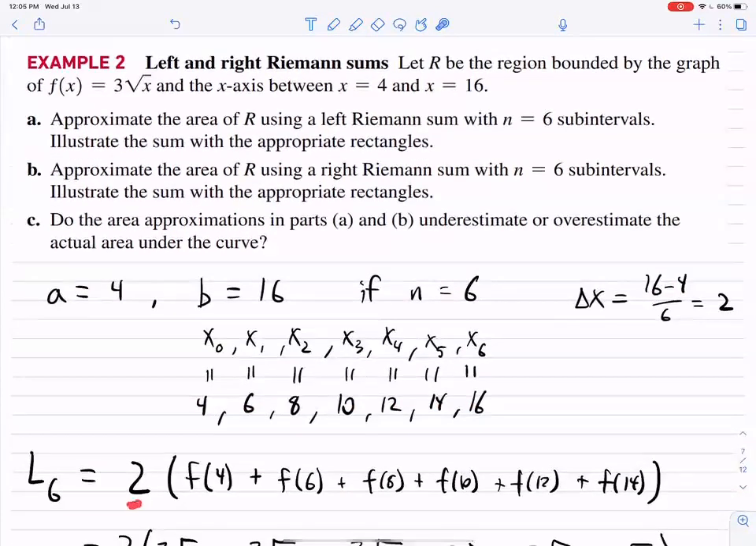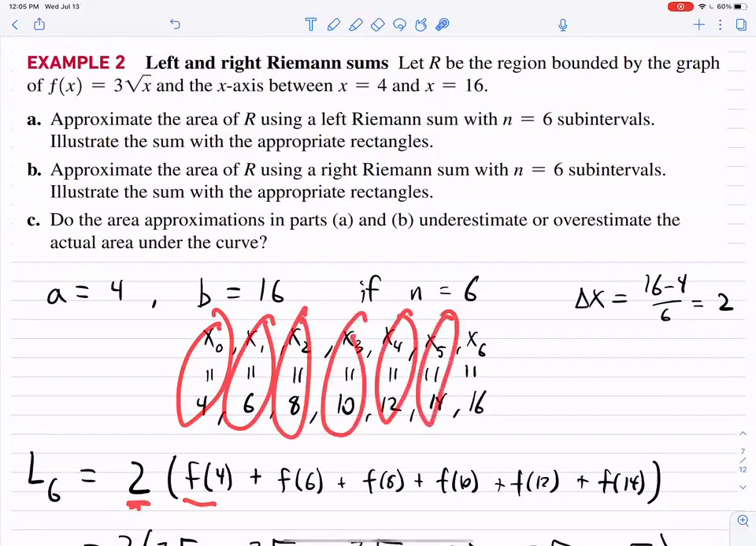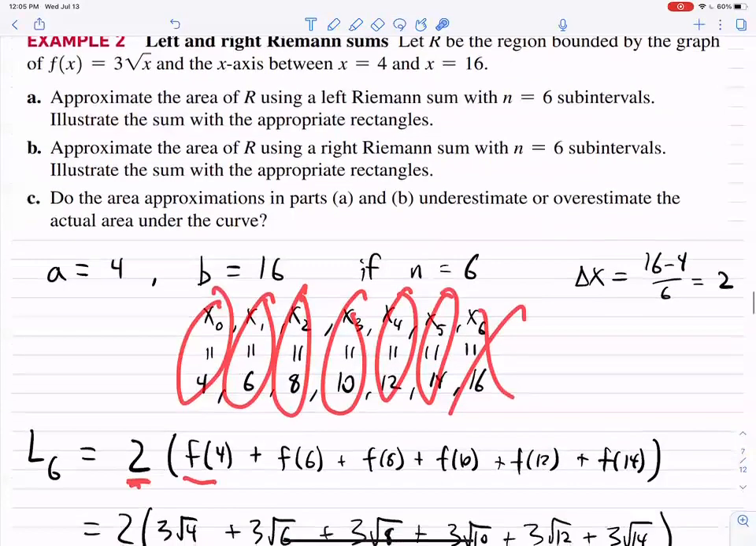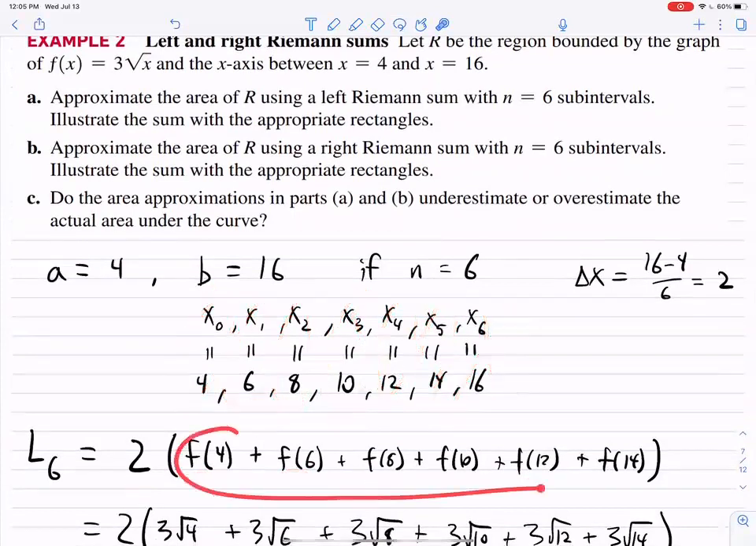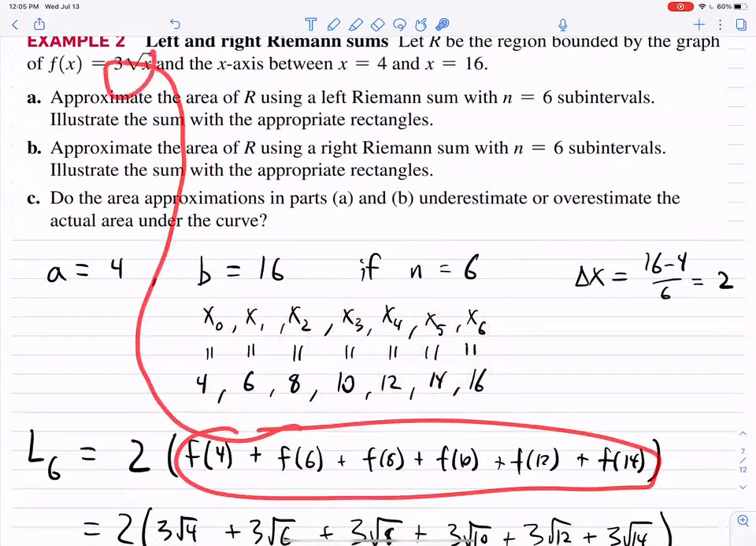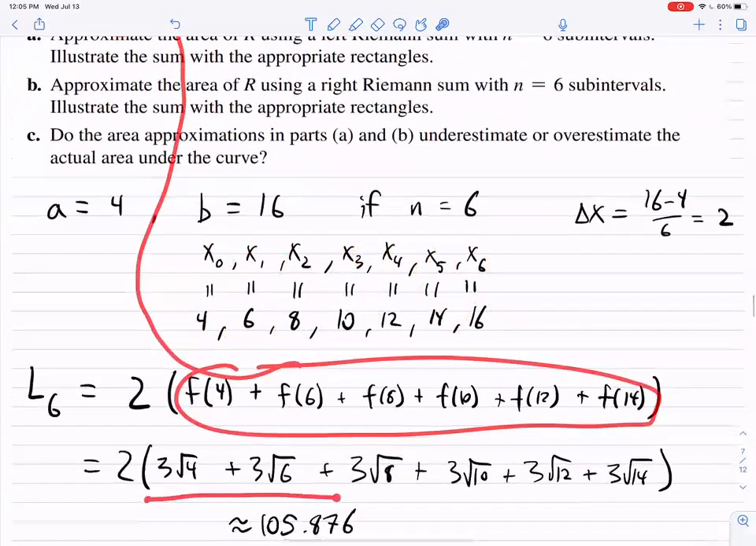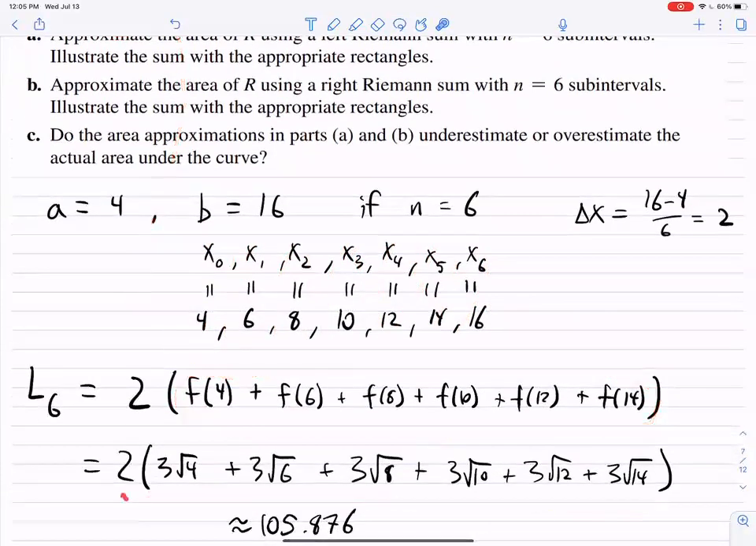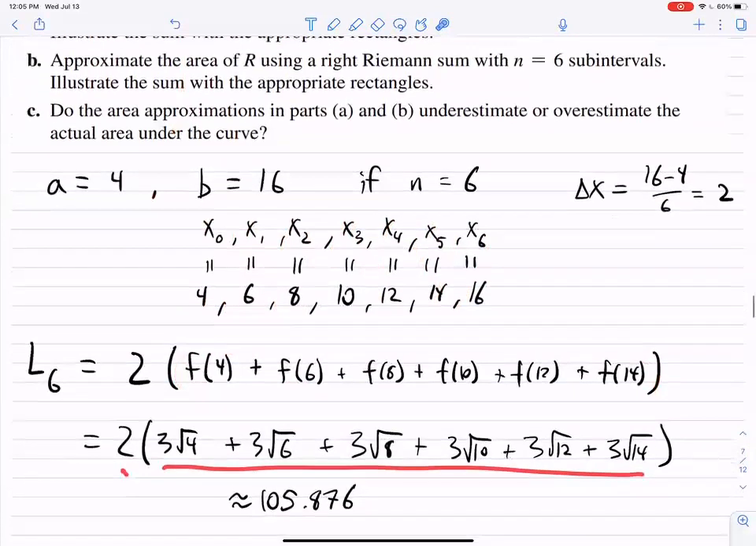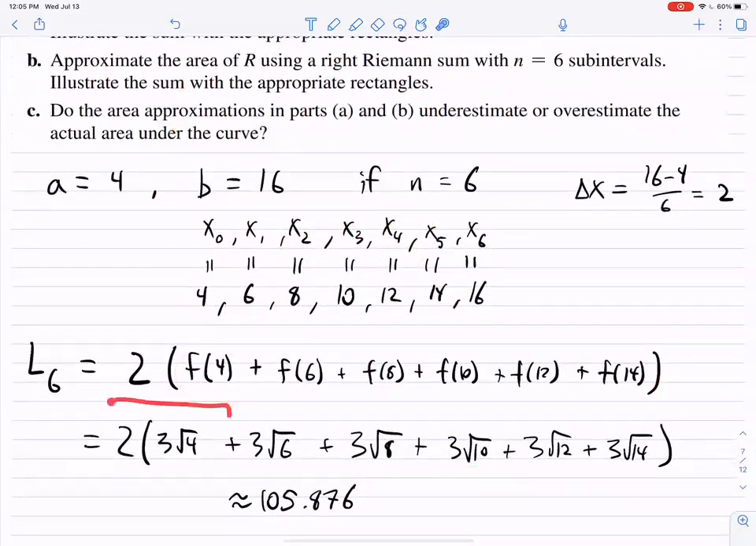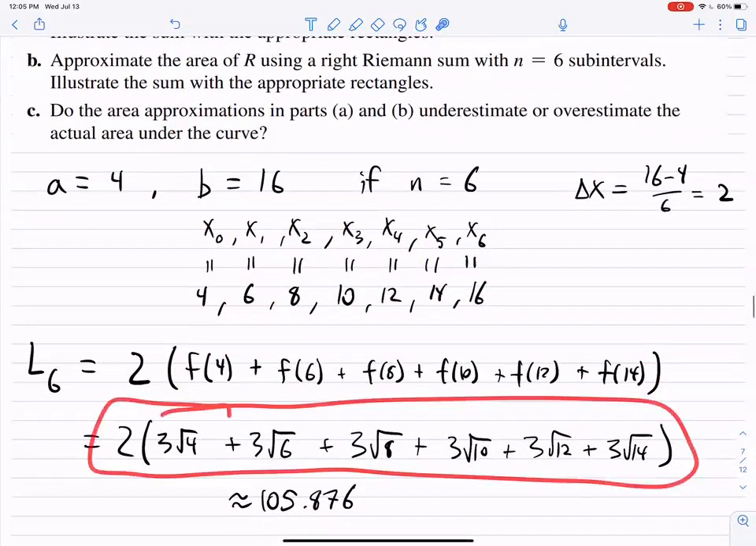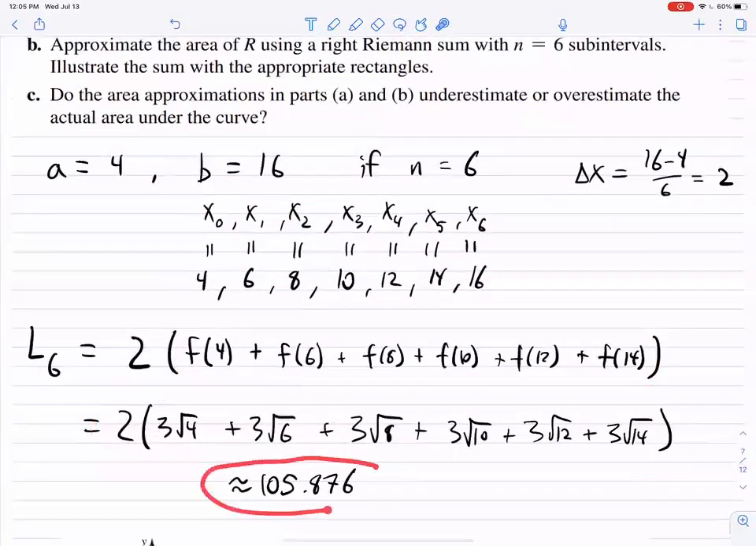So we want 2, which is our width, times f of all of those. We're going to plug in the left endpoints, so not the last one. That's why it's f of 4, f of 6, f of 8, f of 10, f of 12, f of 14. You plug all of those into the function 3 times square root of x, and we get that value. Then it's 2 times, and you just add all those up. If this was an exam, this would be the final answer. That would be totally fine. But we have calculators, and so it's approximately that. So that's what the left endpoint is.